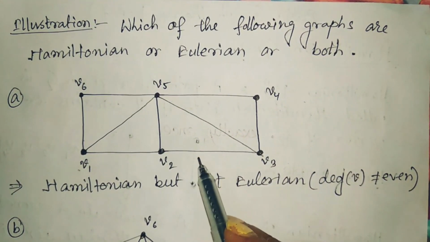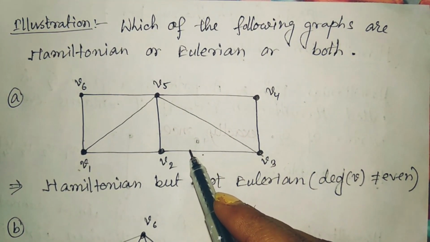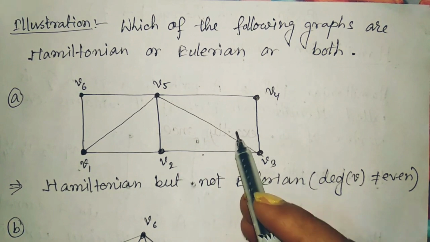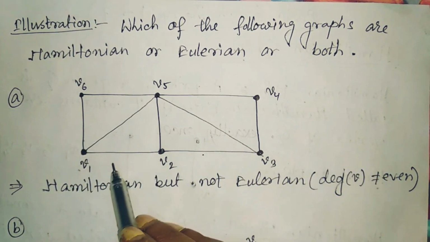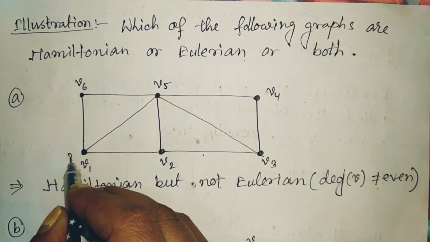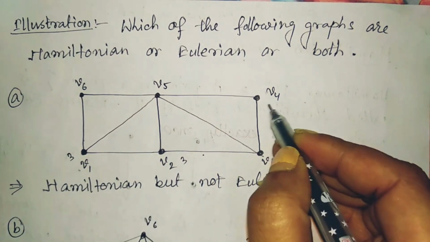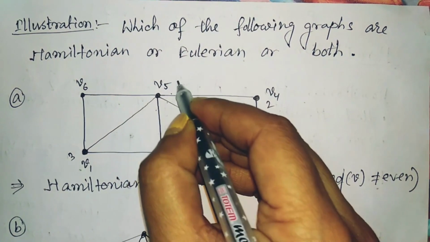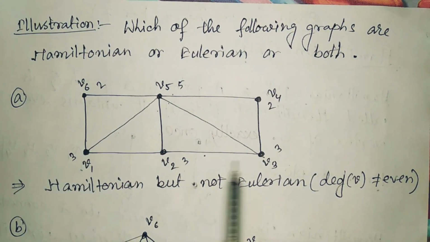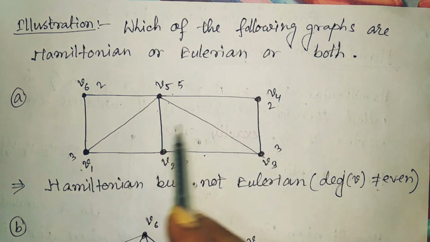The question is, is this graph a Hamiltonian graph, or Eulerian, or both? So if this one is a graph, at first we check whether it is Hamiltonian or Eulerian. For that we find out the degree of the vertices. So the degree of this vertex is 3, this is 3, this is 3, this is 2, this is 1, 2, 3, 4, 5 and this is 2. Here the number of odd vertices are 1, 2, 3 and 4. This is more than 2. So more than 2 odd vertices are there. That means this one is not an Eulerian graph.